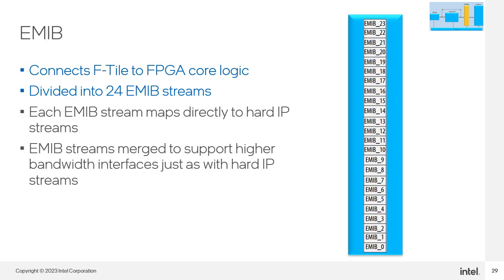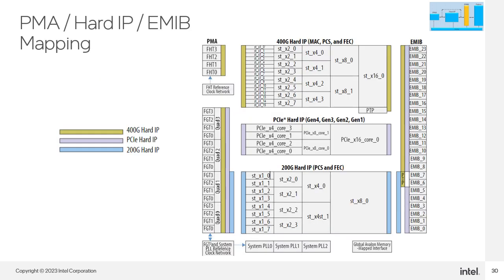Similar to other tiles, the EMIB is the connector between the F-Tile and the FPGA fabric. It is divided into 24 EMIB streams, with each mapping directly to a hard IP stream. And like the hard IP streams, EMIB streams are combined to support higher bandwidth interfaces. This diagram shows how the EMIB, hard IP and PMA resources are mapped.